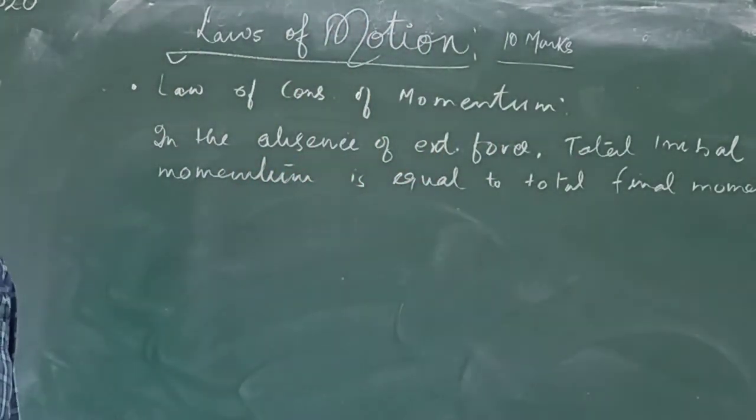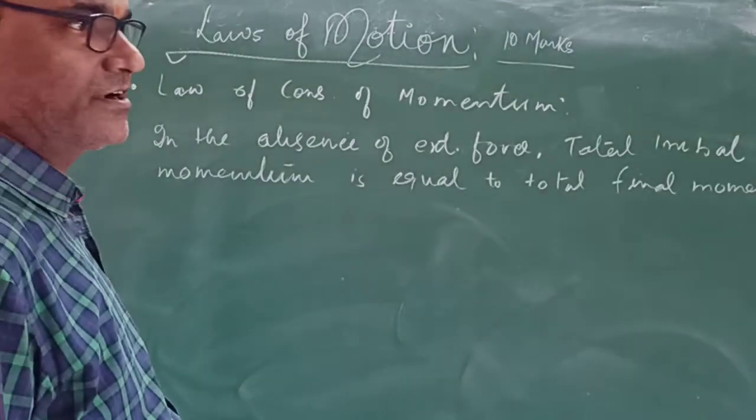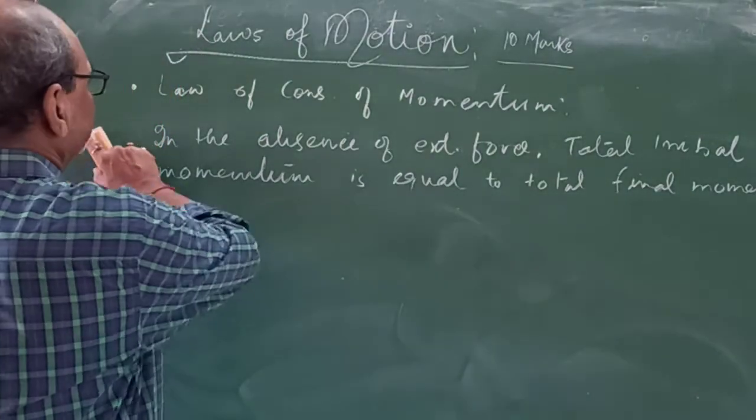It is on the basis of the third law of motion. Now we can prove it by using the third law of motion. If a body A exerts a force on body B, body B also exerts a force on body A, equal in magnitude and opposite in direction.